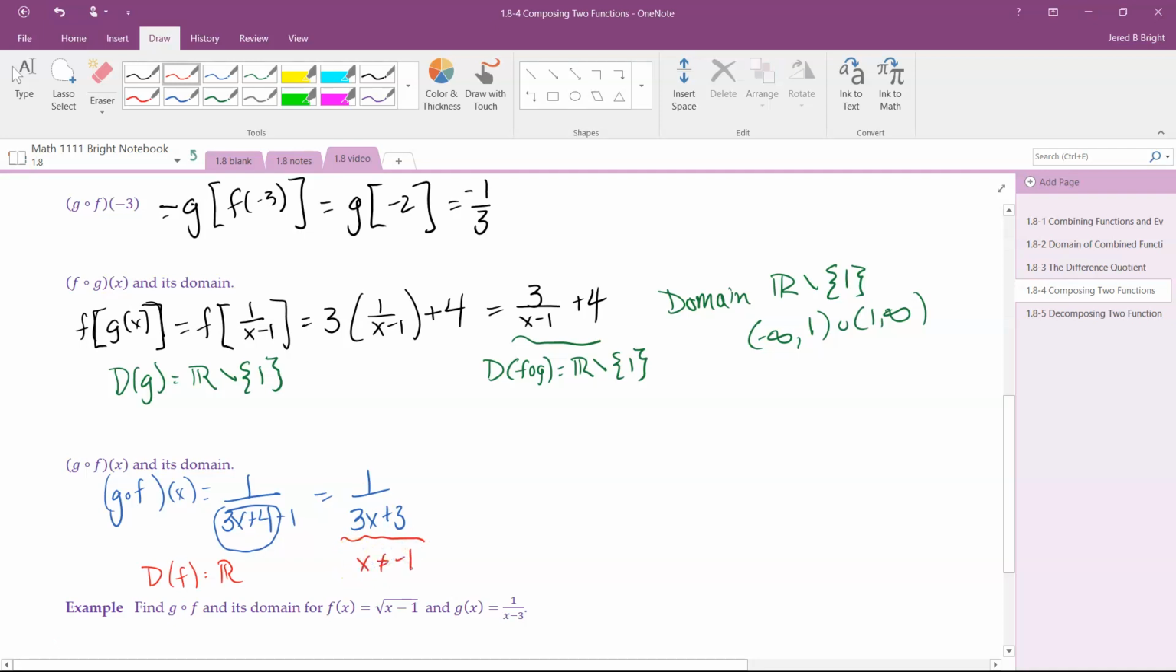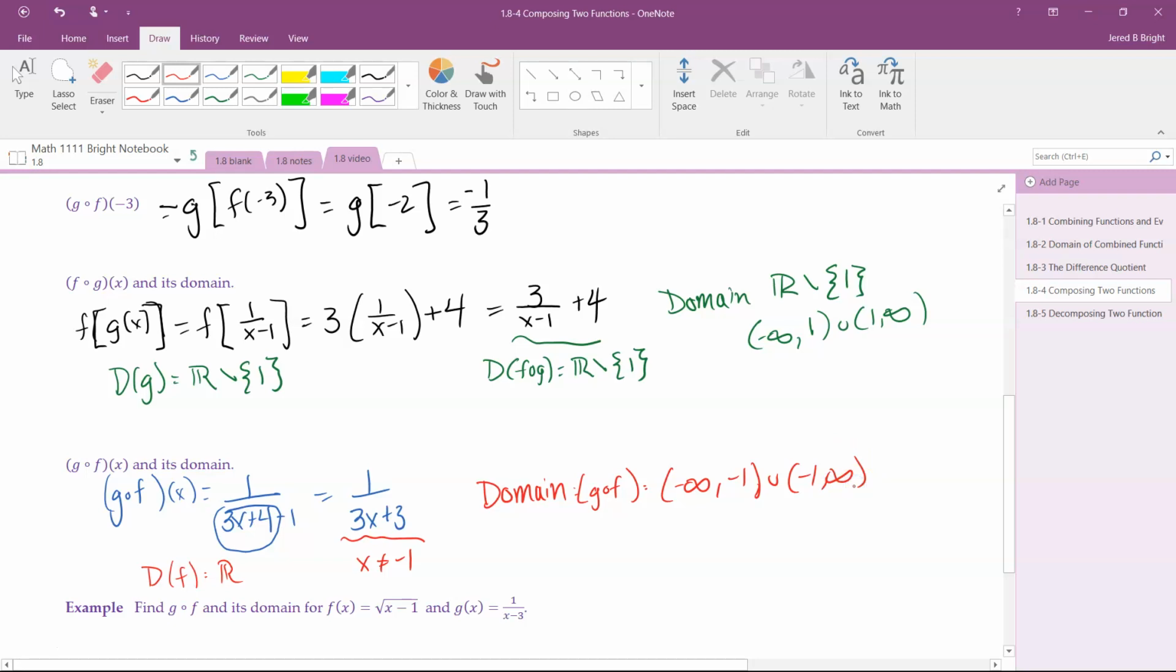So when I state the domain for the composite function, g of f, we have to combine or intersect the two. So it's going to be negative infinity to negative 1, union minus 1 to infinity. Okay, so there we go.